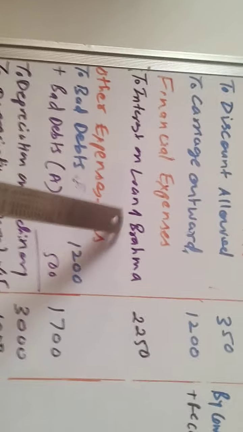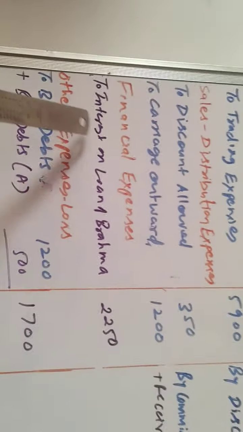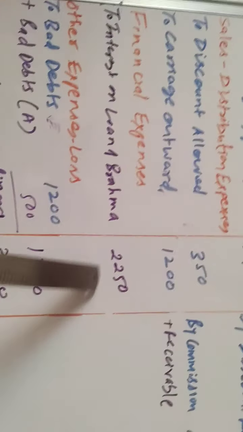Now this is considered a financial expense, so it will be recorded at the debit side of profit and loss account under the head of financial expenses. To interest on loan of Brahma 2,250. And the other effect will be given in the balance sheet under current liability, outstanding interest on loan of Brahma.